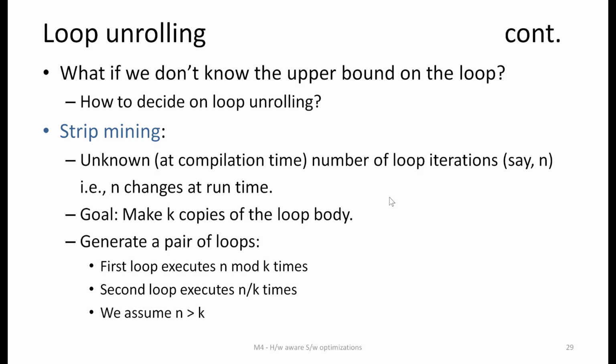So let's look at the example here, and the basic condition for the strip mining to work is to pick a number k which is less than n. So again, the compiler needs to do some extra processing to find out what would be the suitable k.